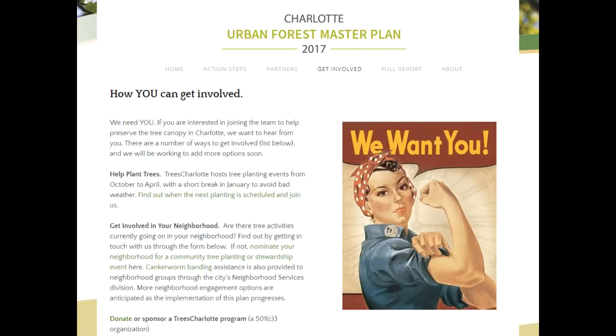When you first roll out a master plan, you're going to have a lot of interest at first, and there's going to be a lot of desire to go out and do something. So be prepared to direct that energy and to harness that momentum. That's what you're going to want. That's the most exciting component of it.